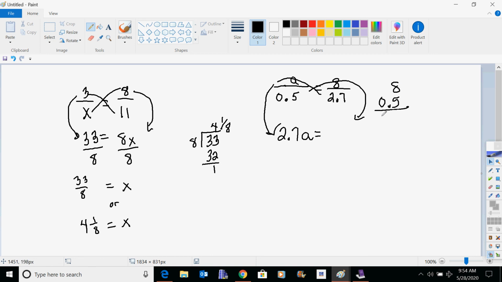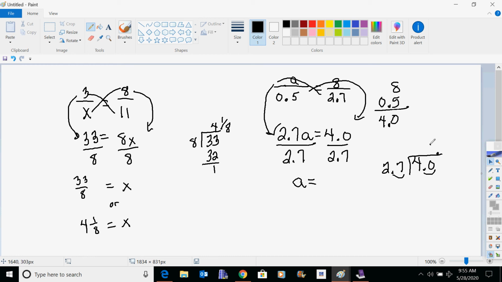8 times 5 is 40. Move the decimal 1, so it equals 4. I'm going to even leave my 0.0 because I think that'll be easier for you at this point. I need to divide both sides by 2.7. Okay, well, this is an interesting thing. I'm going to take my 4.0, I'm going to divide this by 2.7. I can move my decimal over 1.